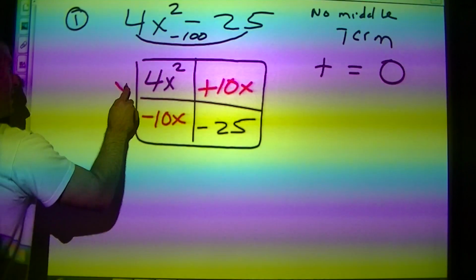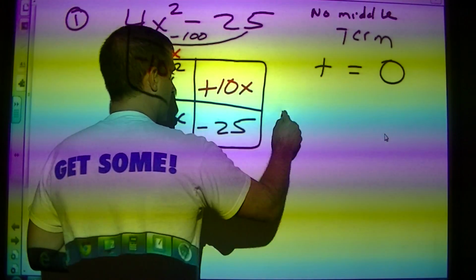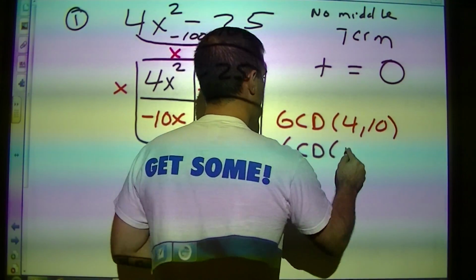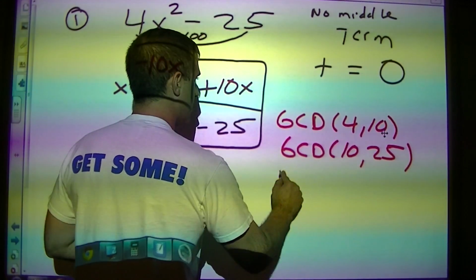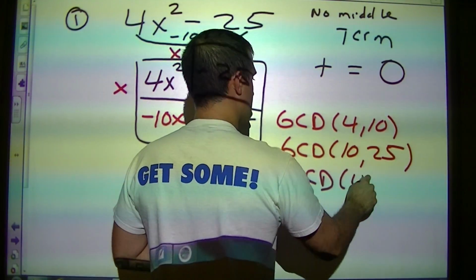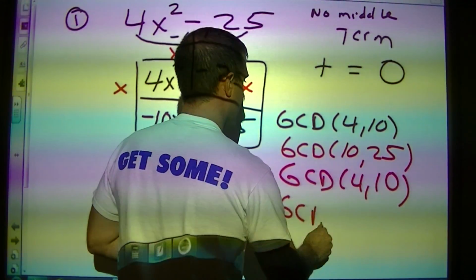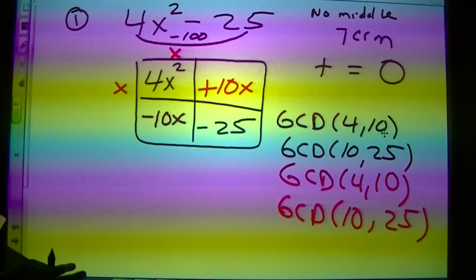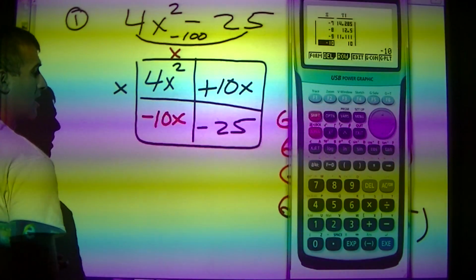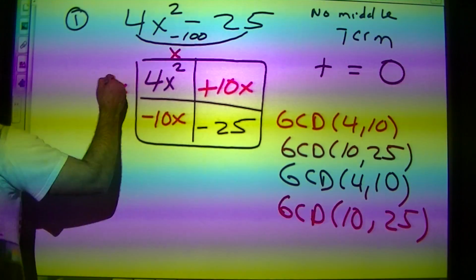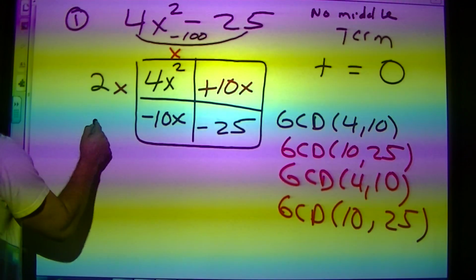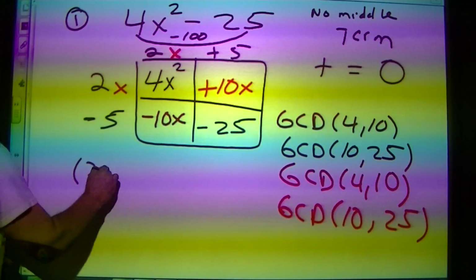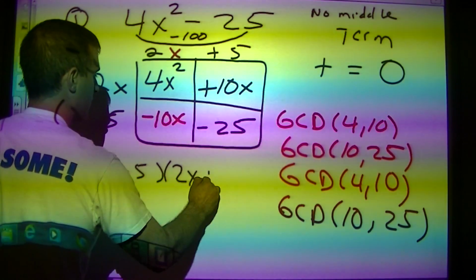So that's going to be x here and x here, because I go that way. All right, I'm doing GCD of 4 and 10, GCD of 10 and 25. If you notice, you're doing the same thing twice. It's actually a little less work to find them. That would be 2x, and since that's a negative, that's going to be 5, 2x, and positive 5. So my answer is 2x minus 5 and 2x plus 5.